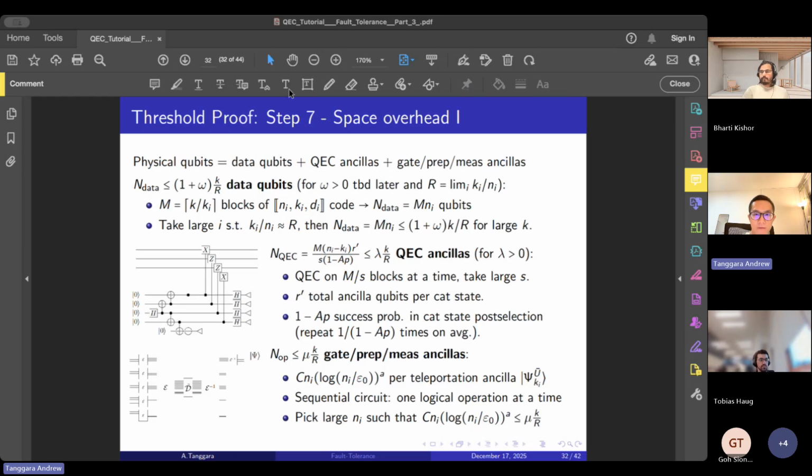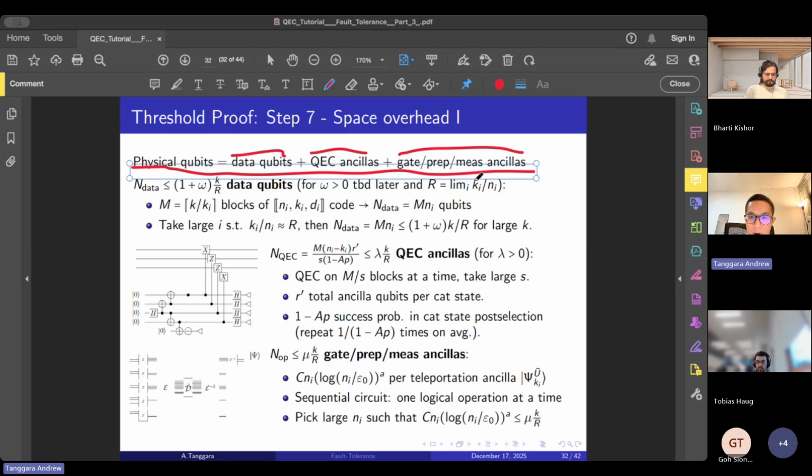So we took care of the errors, and now we want to look at the overhead, and we want to show that it is actually constant as claimed. All the physical qubits that we have are either data qubits or ancillas for QECs, or ancillas for either gates or preparations or measurements. Basically any logical operations.